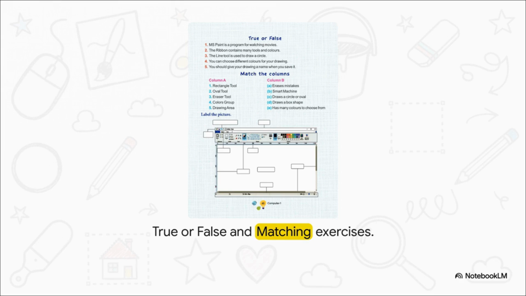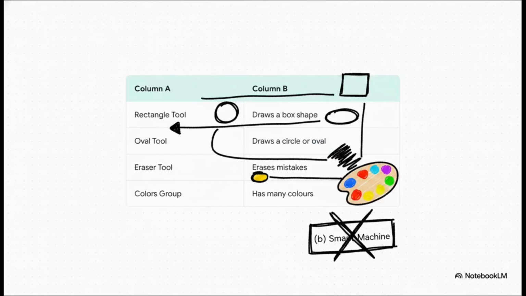Okay, now for the column matching challenge. Let's untangle this matching game by connecting column A directly to column B. The rectangle tool matches with D, draws a box shape. The oval tool pairs with C, draws a circle or oval. The eraser tool clearly links to A, erases mistakes. And the Colors group connects with E, has many colors to choose from.